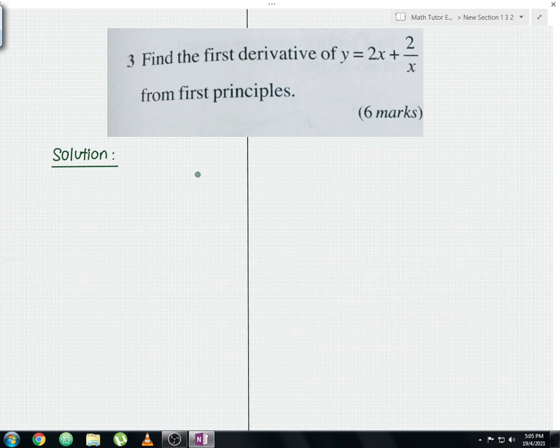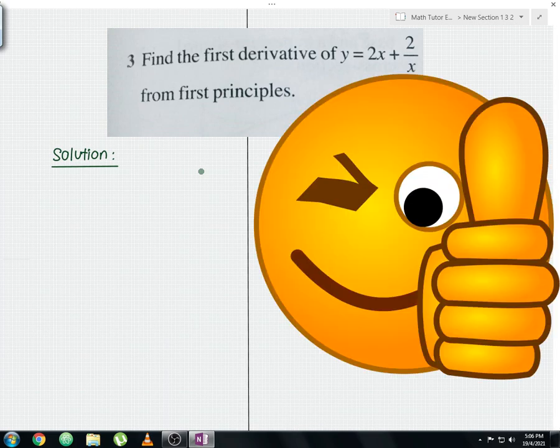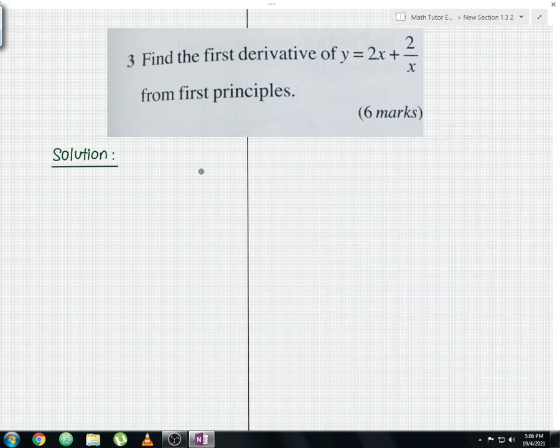Okay, let me read the question now. Find the first derivative of y equals 2x plus 2 over x from first principles. So this is the overall question. I hope that you will attempt this question in the future. If you could manage to solve this question, a big thumbs up to you guys. But if you can't solve this question, no worries, I'm going to show you the step-by-step working and the solutions. So without further delay, let us start to solve this question.